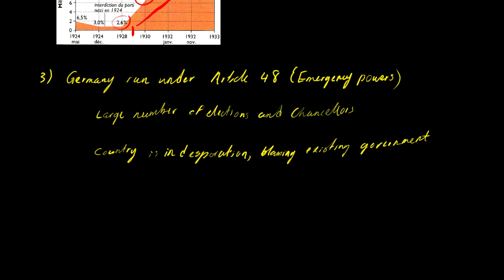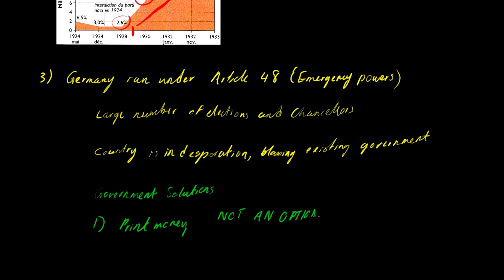So what were some of the government solutions? Let's take a look at some of the government solutions. One option was to print money. However, this was not an option. Why was it not an option? Well, it's because of the hyperinflation crisis in 1923. They didn't want to repeat that. So because of the hyperinflation crisis in 1923, they could not print more money. They did not want to repeat that mistake.